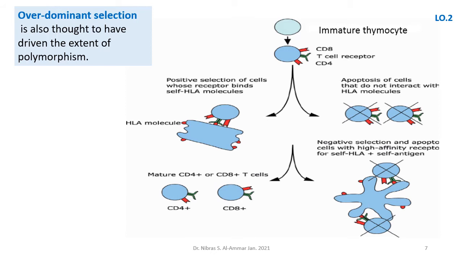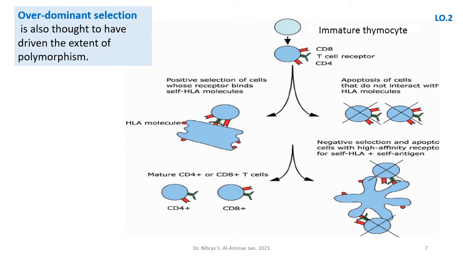Over-dominant selection is also thought to have driven the extent of polymorphism. For example, this diagram shows how an immature thymocyte is differentiated and selected according to its binding to HLA molecules on the cells of the body. Immature thymocytes, which are T cells, for example, have two surface markers, CD8 plus and CD4 plus, and T cell receptors.